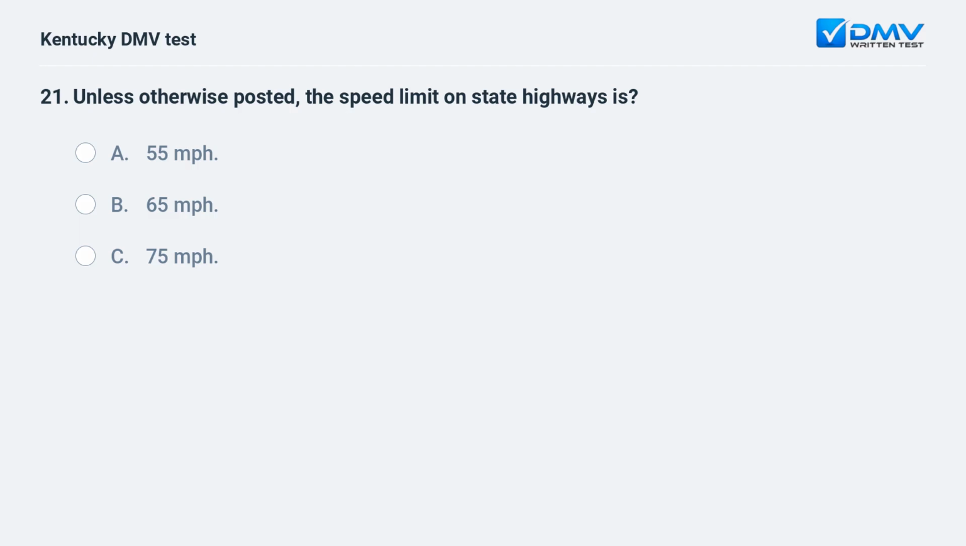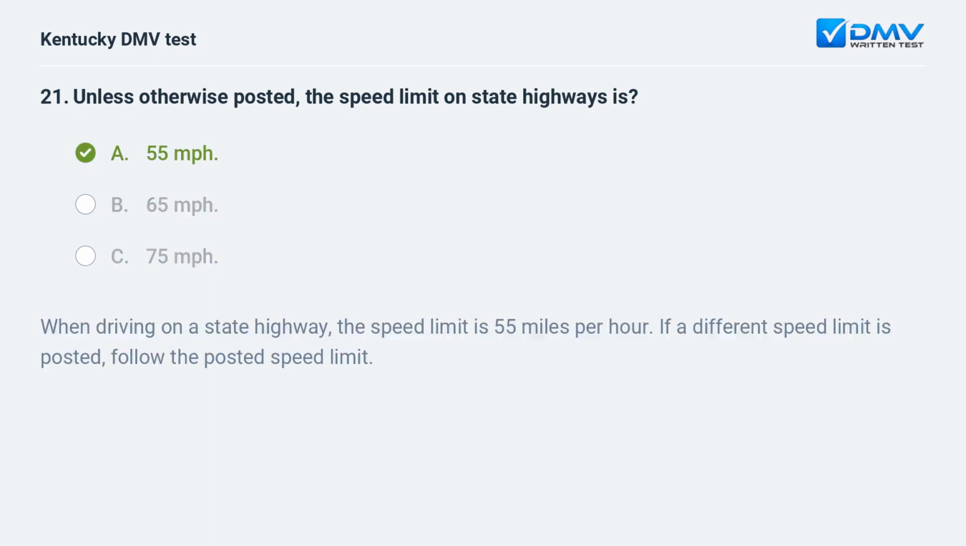Unless otherwise posted, the speed limit on state highways is: A. 55 miles per hour. B. 65 miles per hour. C. 75 miles per hour. A. 55 miles per hour. When driving on a state highway, the speed limit is 55 miles per hour. If a different speed limit is posted, follow the posted speed limit.